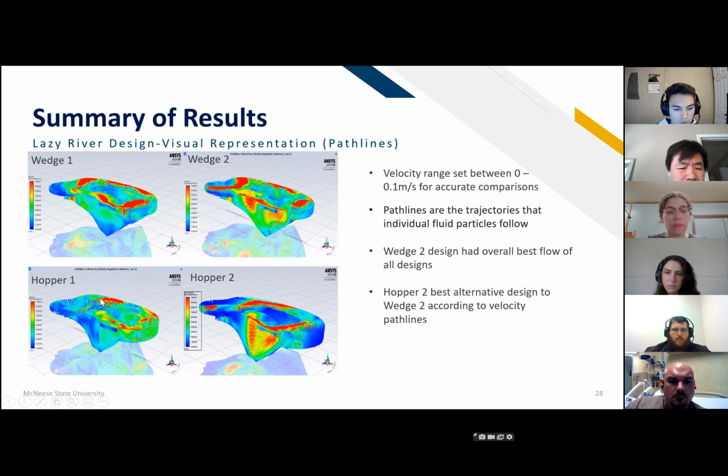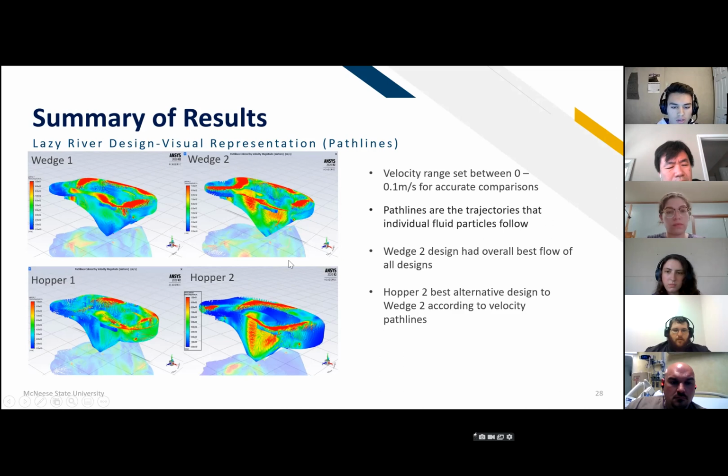Next, going down to hopper 1, which is the bottom left picture, the overall circulation of the pool was also pretty good, just like in the wedge 1 design, but similarly to wedge 1, there were still some dead spots in the shallow end of the pool where the steps were. So going to the new hopper design on the right side, an injection port was also added there to help eliminate the dead spots.